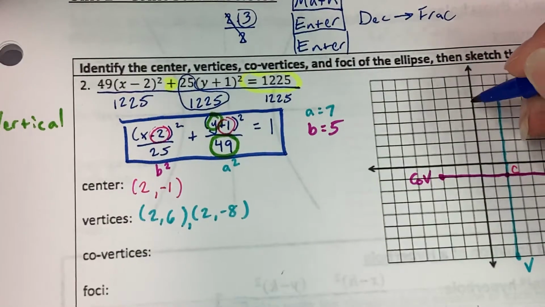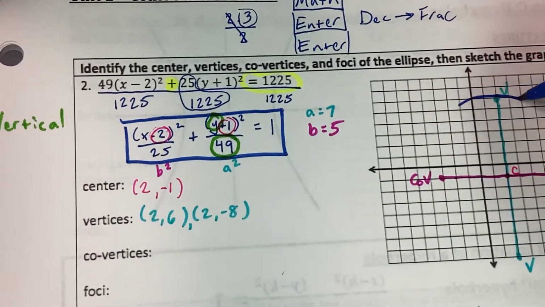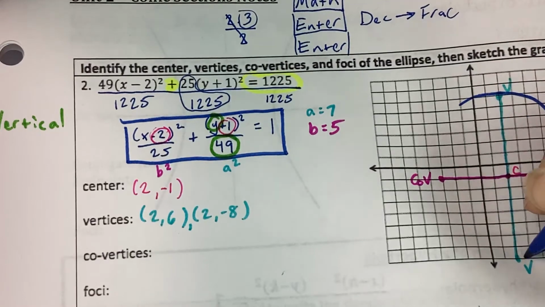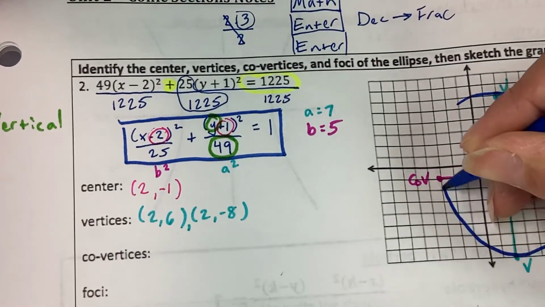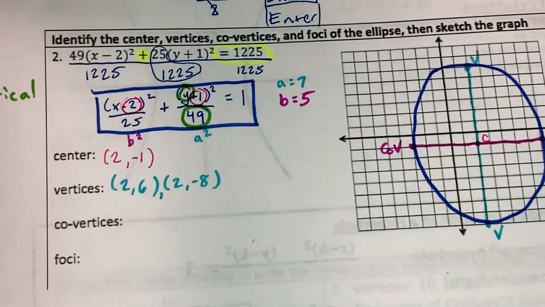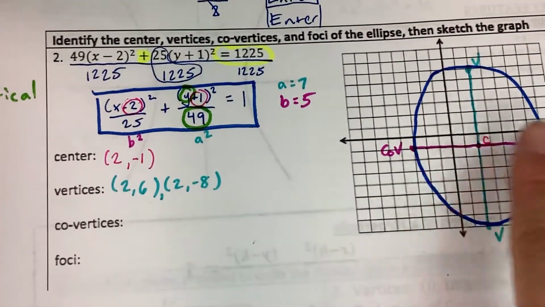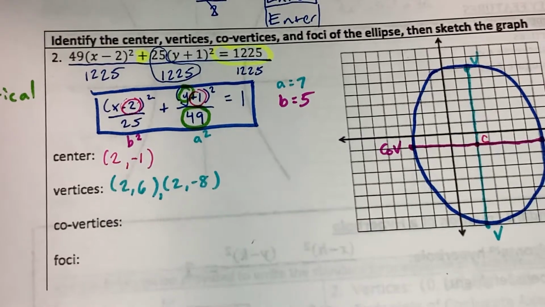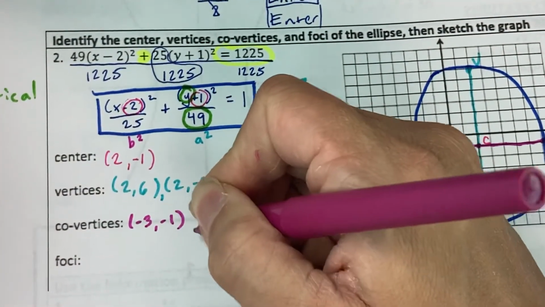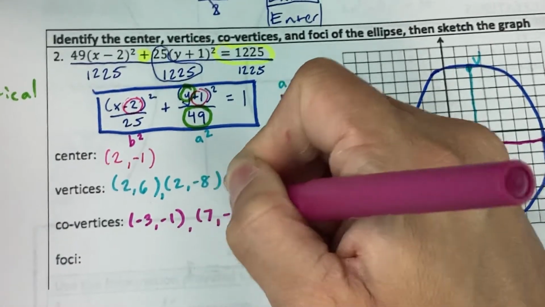All right, so we'll see how good I can draw my ellipse. This one's a little bit tough. So again, you just want to make it as round as possible, looking more like an egg and less like a football. Not too terrible. All right, folks, so the coordinates of my covertices, reading them directly from my graph, would be -3, -1, and 7, -1.